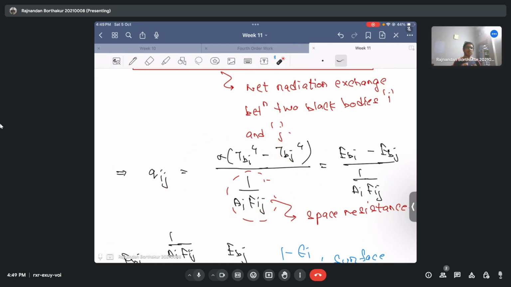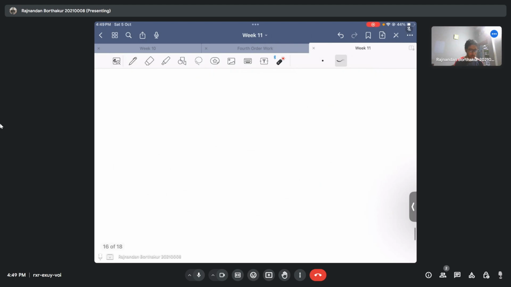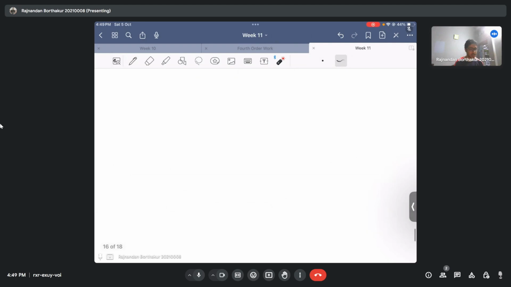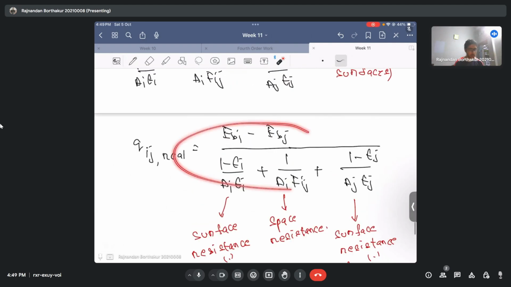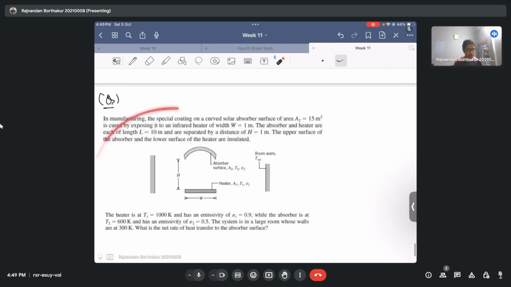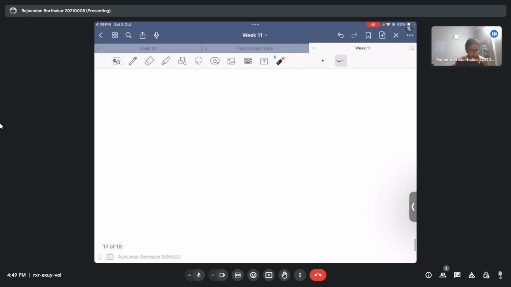Okay, so this is something to do with radiation exchange, and we stop here today. In the next class, we will look into a problem involving this radiation network. Of course, this we have already seen, radiation network, radiation exchange in real surfaces. This is exactly what we meant by that. Okay, and in the next class, we'll look into a problem that involves understanding these radiation exchanges in case of real surfaces. So I stop here today.